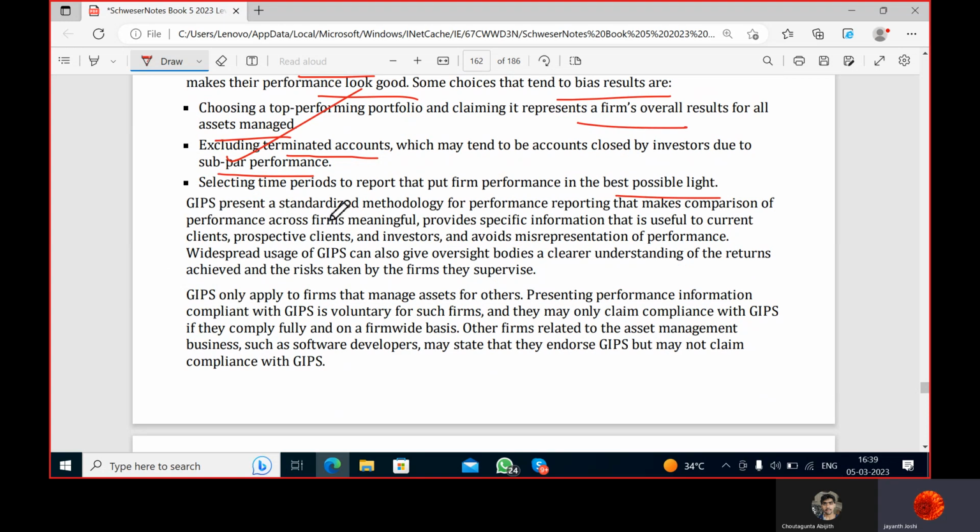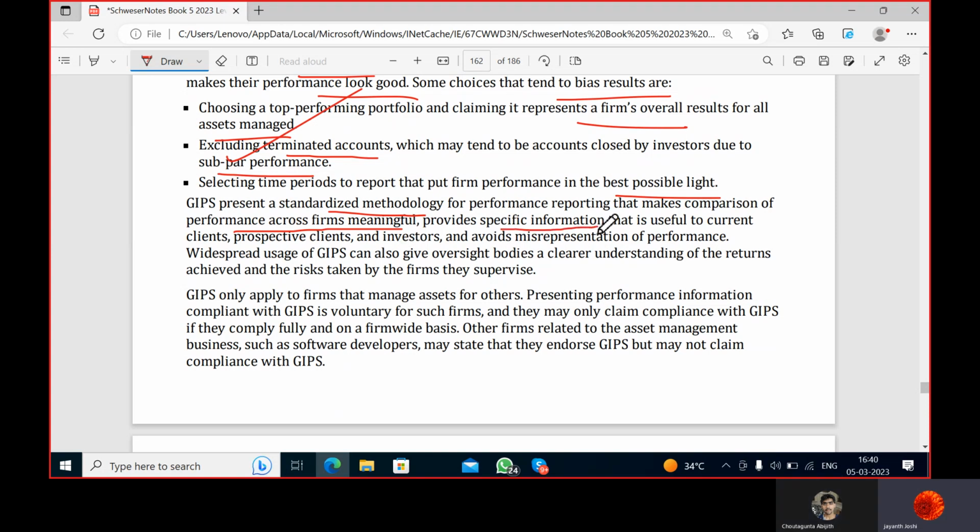GIPS presents a standardized methodology for performance reporting that makes comparison of performance across firms meaningful. Since this is a standard, it makes things more standardized and orderly. If these standards are followed, comparison of performance across all firms becomes very easy. If you follow this particular standard for performance reporting, that can be achieved.